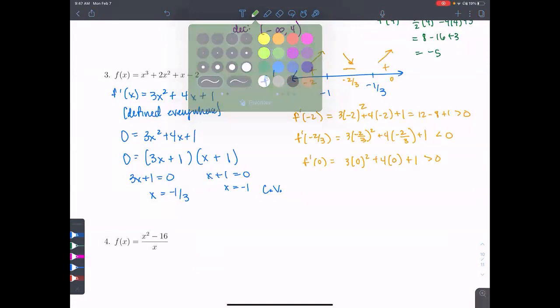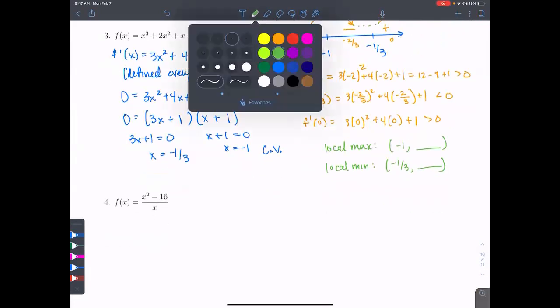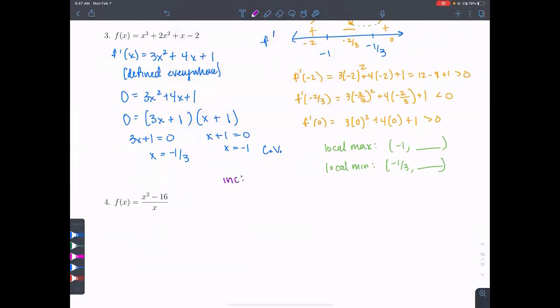So you can sort of see a maximum happen here and a minimum happen here. So we have a local max at -1 something and a local min at -1/3 something. We'll figure that out in a second. This is increasing from -infinity to -1, and then also from -1/3 to infinity, and decreasing from -1 to -1/3.